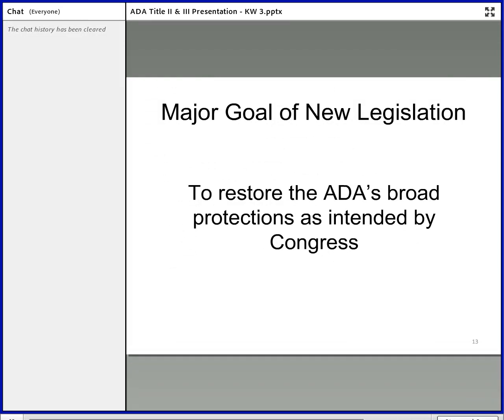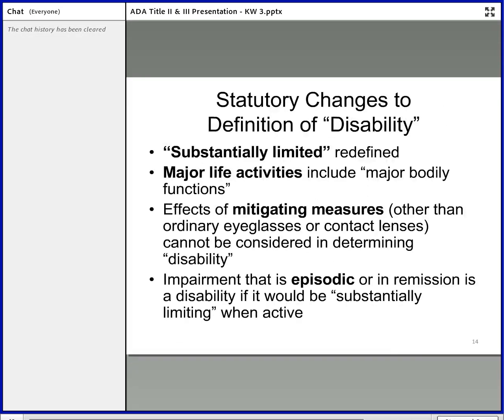Next slide. Next slide. All right, so substantially limited, as I said, was redefined. And then they expanded major life activities to include major bodily functions. And part of this was the idea that individuals with, say, autoimmune disorders wouldn't necessarily have a limited major life activity, but their bodily function may. For instance, Bragdon v. Abbott is one of the more popular or well-known cases where an individual was found to be an individual with a disability because of his HIV status, because his major bodily function, the ability to reproduce, was limited. So he was considered to be a qualified individual with a disability.